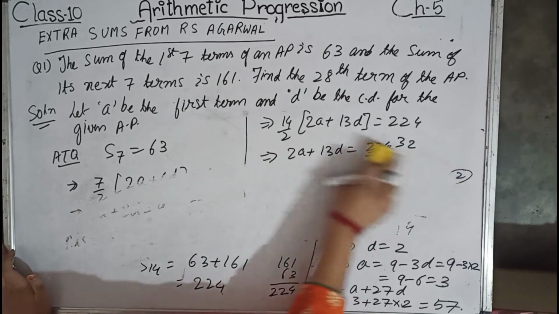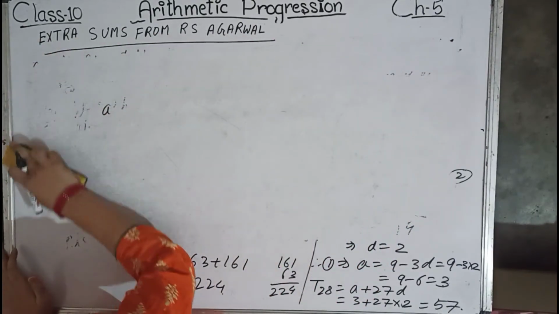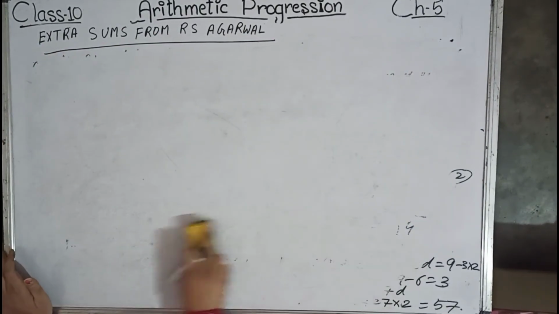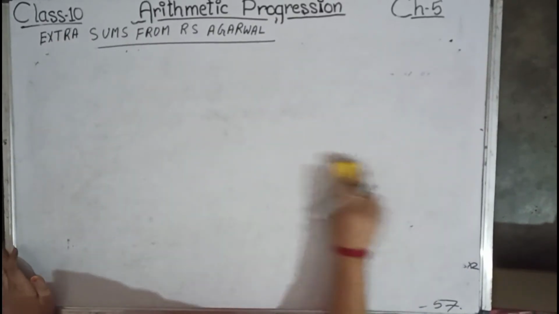So children, a good question. The thing is, you should understand that the next 7 terms are given. So the sum of the first 14 terms is given.